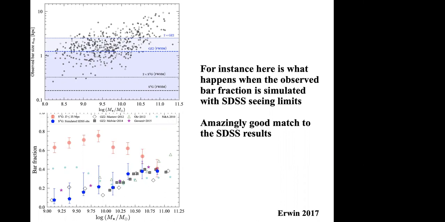Those barred galaxies are not a strong function of galaxy mass, not a very strong function of the color of the galaxy. There are some dependencies, but they're not incredibly strong. So the bottom line of the studies is that the universe has barred galaxies at high mass and at low mass in quite significant proportions.